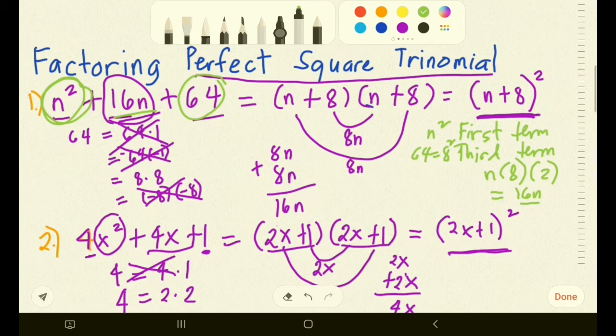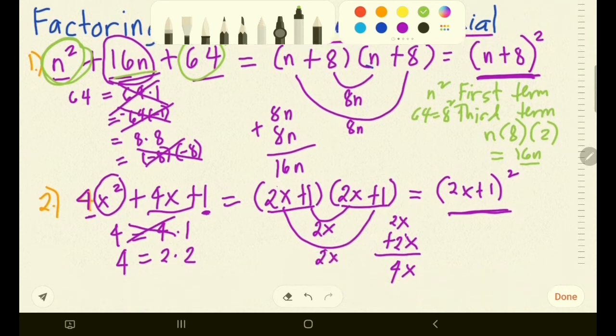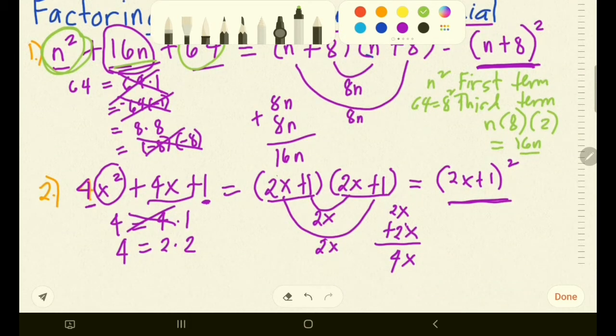So, that is how to check. Again, you check if the first and the third term, or last term, are perfect squares. And then you multiply the two square roots of the first and the third, or the base, when the first and third term are expressed to the power of 2, and multiply it by 2. If you get the middle term, that means to say that is a perfect square trinomial. Okay, how about the second example?